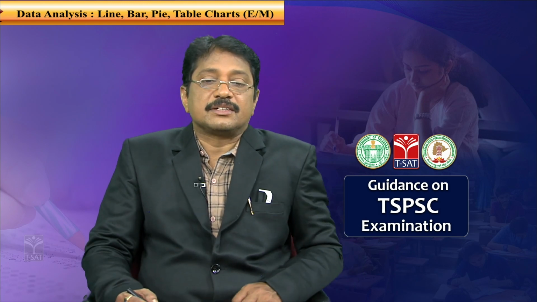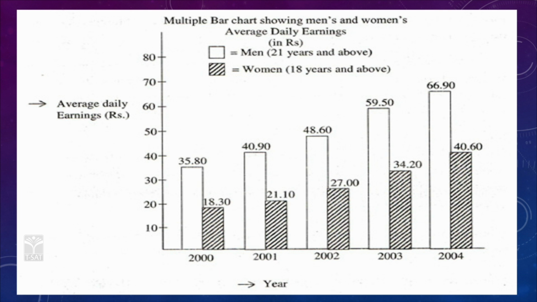Okay. Now, see it. I have shown one bar diagram here. It is a multiple bar diagram. Why did I say multiple bar diagram here? Just a comparison between men and women. Here the first one given is men, shown with white color, which are 21 years and above, those are called men, and women are shaded, which are 18 years and above. These two we will consider.